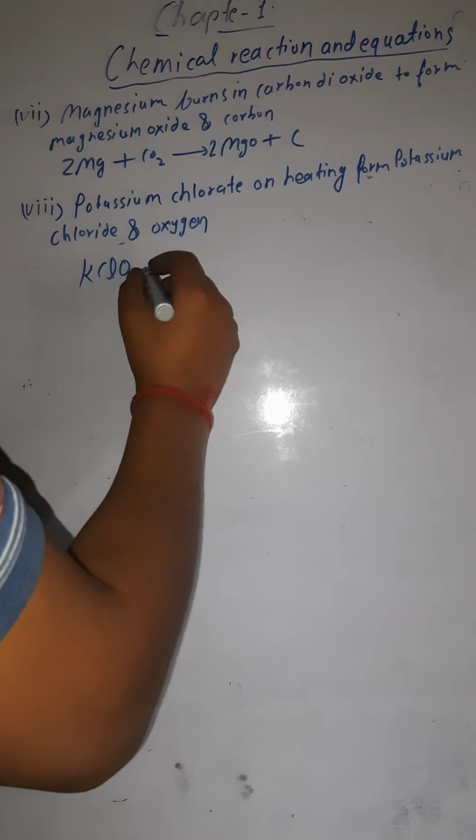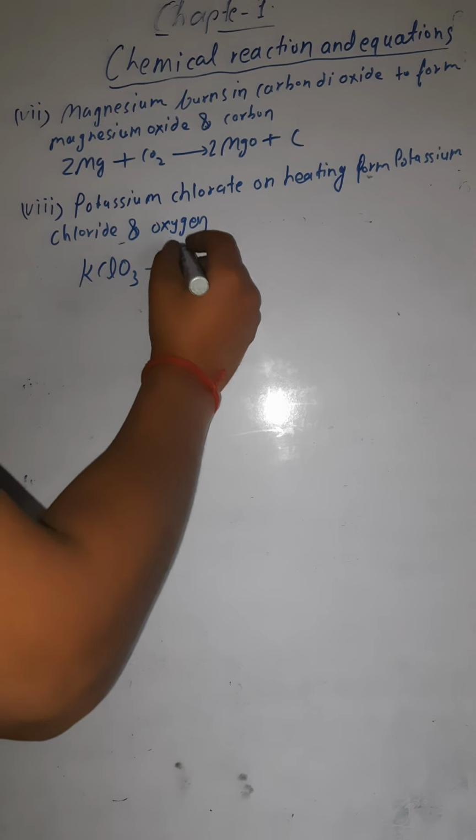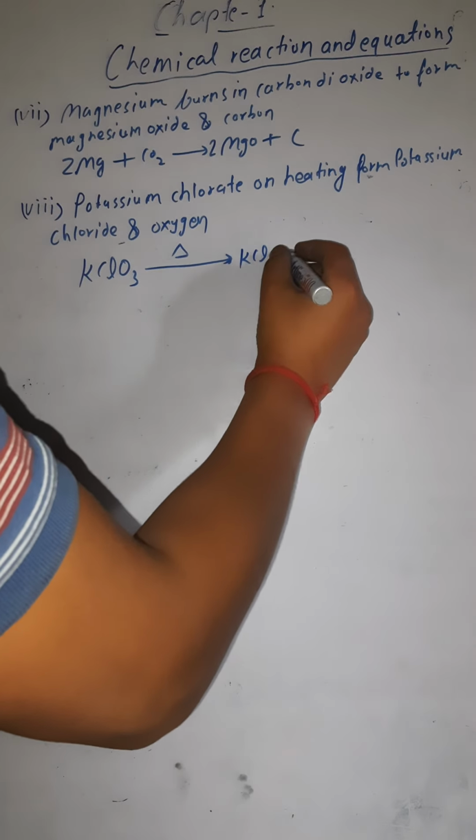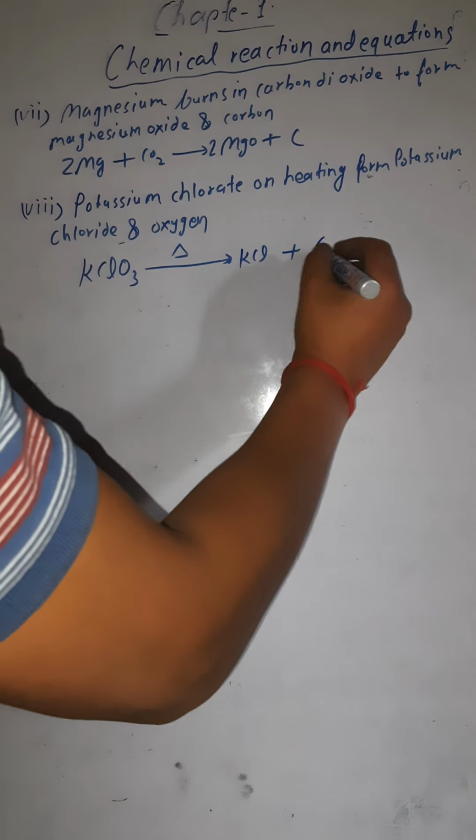KClO3, that is called potassium chlorate. On heating, meaning delta, you will have to write here. Okay, on heating, what does it form? It produces potassium chloride, that is KCl, plus oxygen, that is O2.